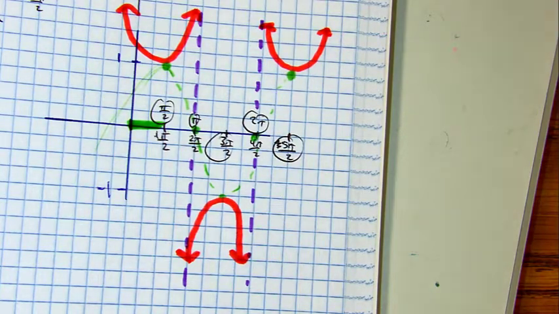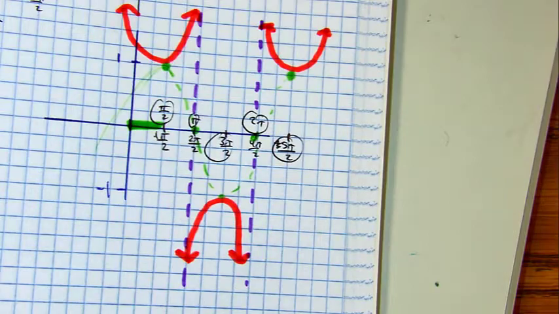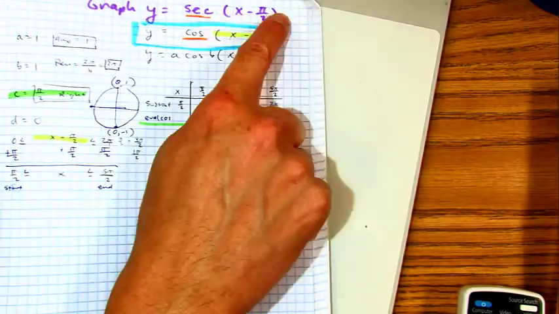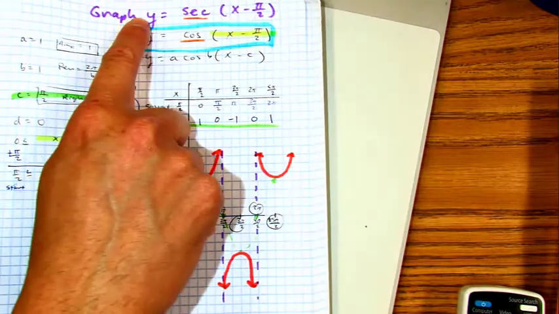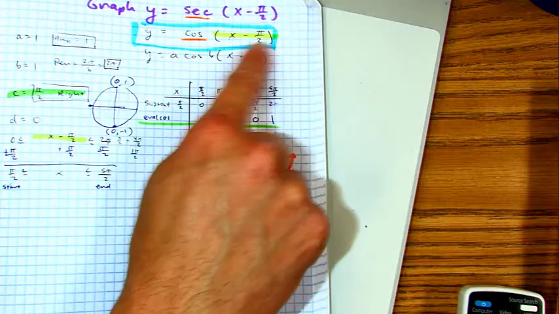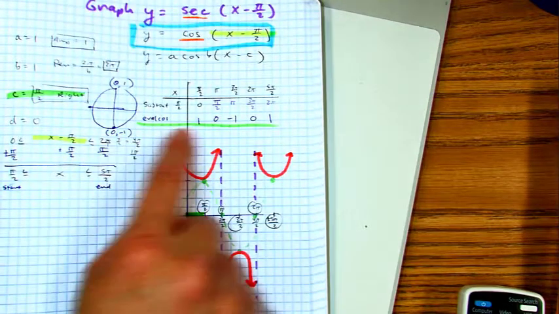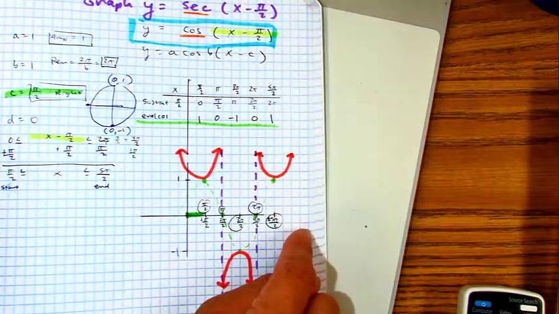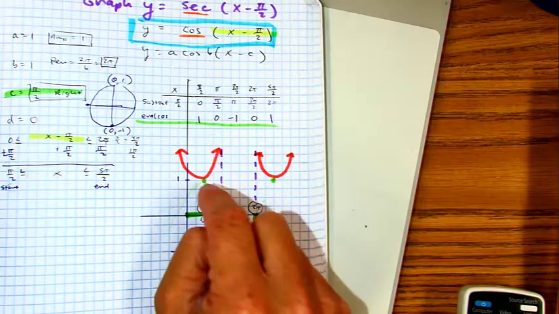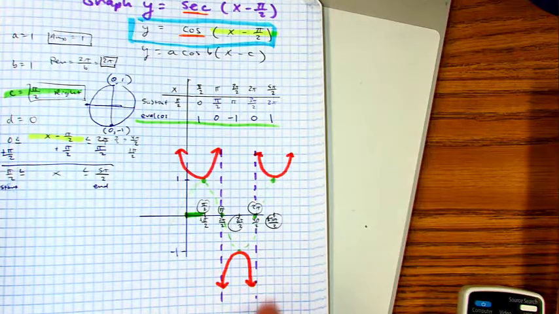Let's review what we did. We were graphing secant. I should have done that in purple. Secant, its reciprocal is cosine. So actually, I graphed cosine here in green. And the reciprocal, that's flipping, right? The red one is actually the graph of secant.